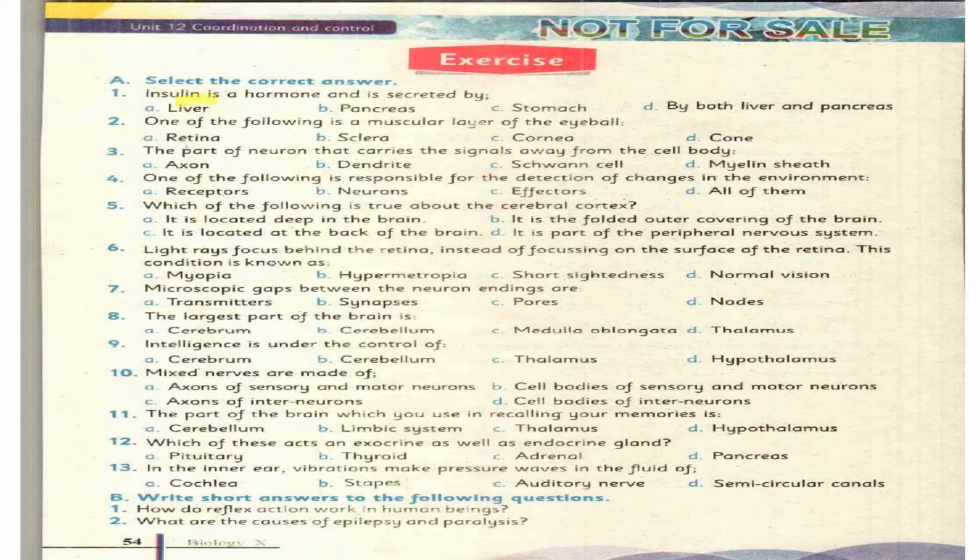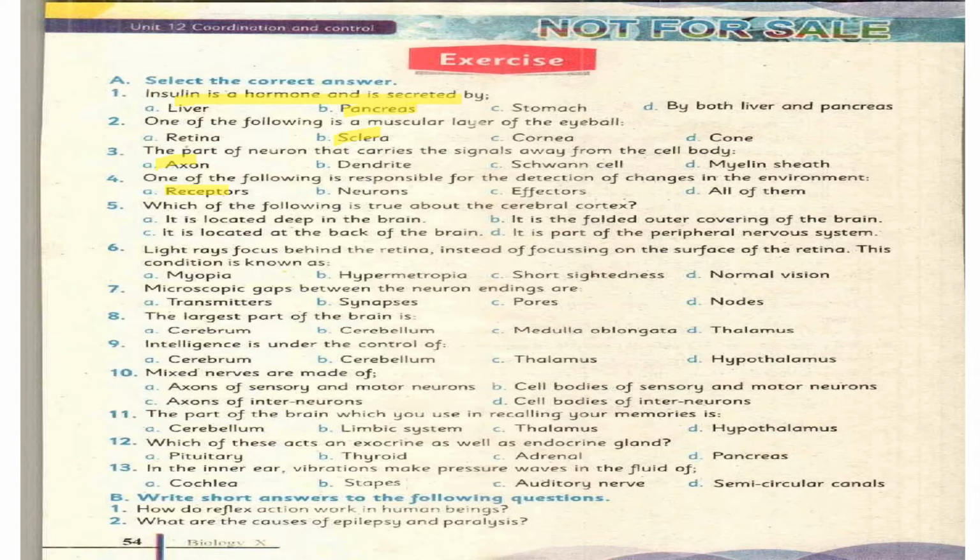Insulin is a hormone and is secreted by pancreas. One of the following is a muscular layer of the eyeball: sclera. The part of neuron that carries the signals away from the cell body: axon. One of the following is responsible for the detection of changes in the environment: receptor.